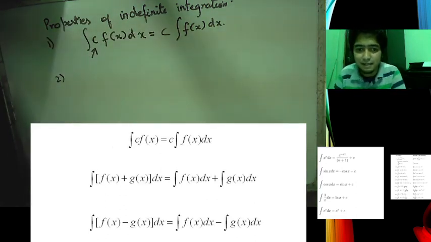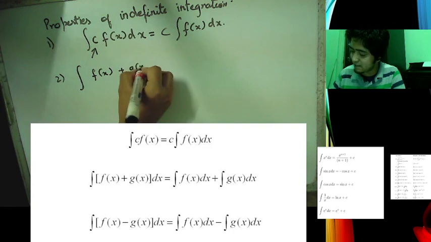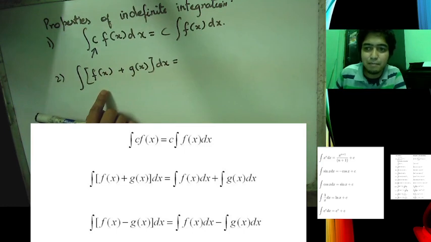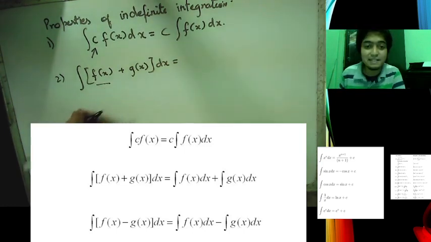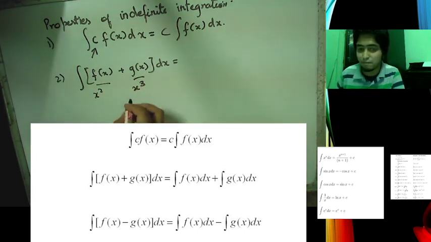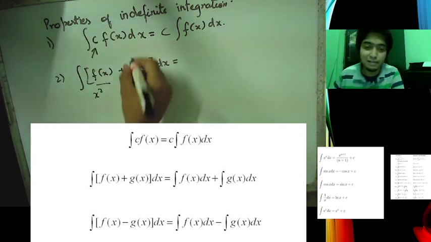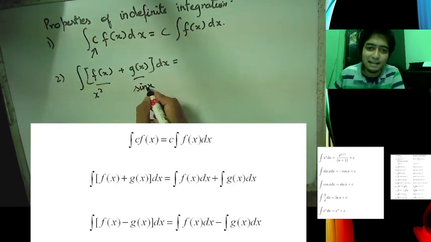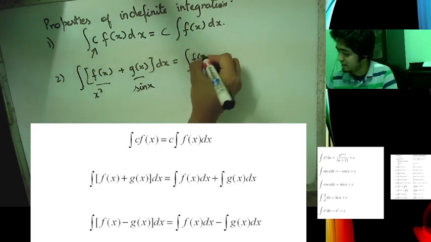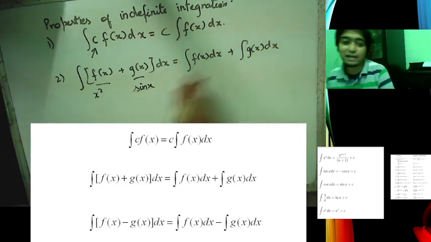The second one, let us see. Integration of f(x) plus g(x) dx. Over here you are having a sum of two functions. This one is a function of x, for example x squared, it depends on x. g(x), maybe x cubed or sin x. Whenever we say a function of x, for now let us take that it is an expression containing x. So we can actually split this one: integration of f(x) dx plus integration of g(x) dx. We can do this.